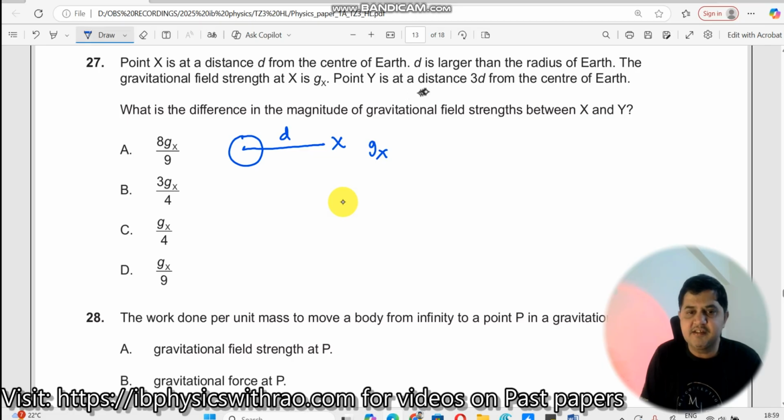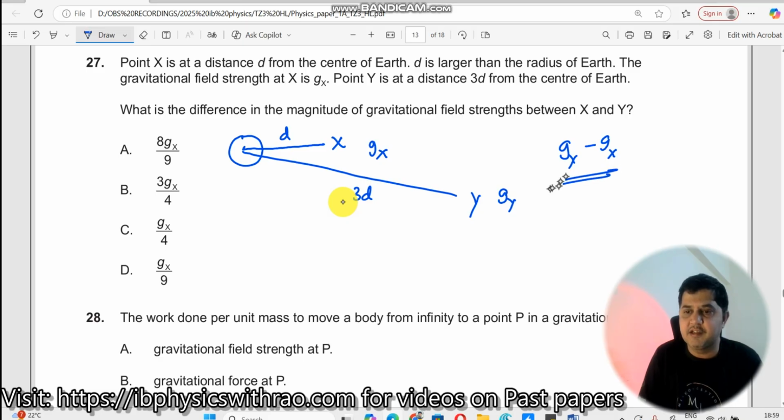Point Y is at a distance of 3d from the center of the earth. The gravitational field strength here is Gy. What is the difference in the magnitudes of the gravitational field strength between X and Y? He is asking what is Gy minus Gx.